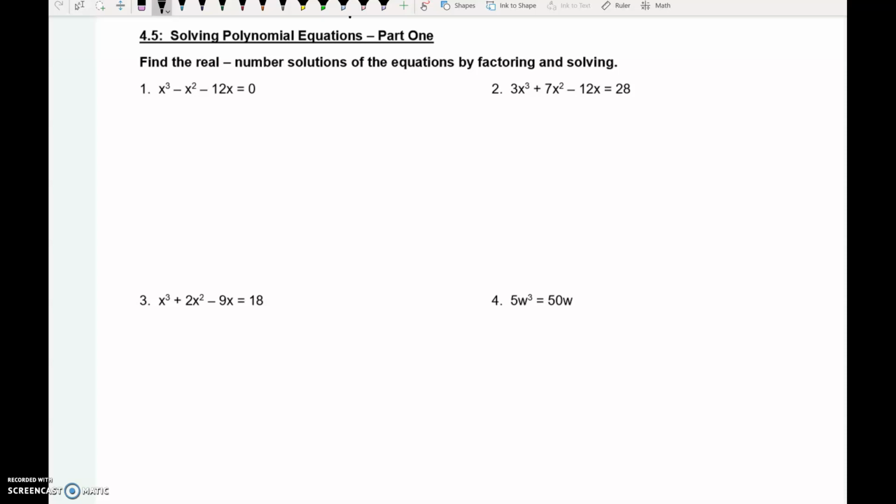Today we are going to be solving polynomial equations. So we are going to factor the polynomials and then solve. So like we'll get like a single number? It'll be a couple of numbers. Yeah.